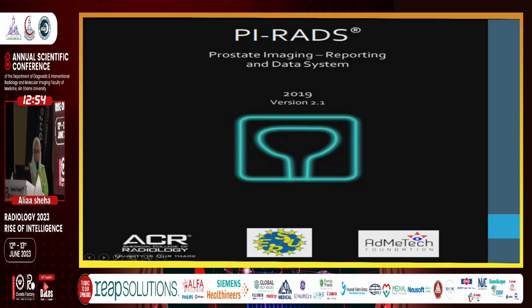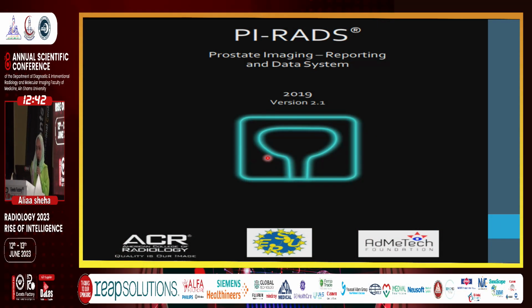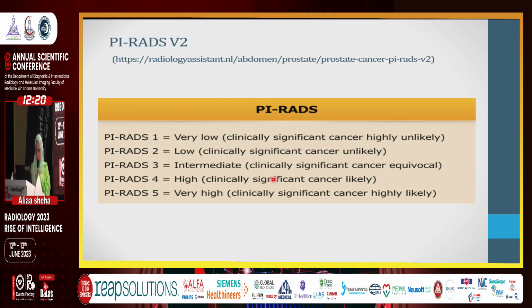The PIRADS reporting system started being implemented in 2012. It was modified in 2015, giving a second version where MR spectroscopy was not implemented. And then in 2019, there was version 2.1, with minor changes in the assessment of the transition zone lesions.